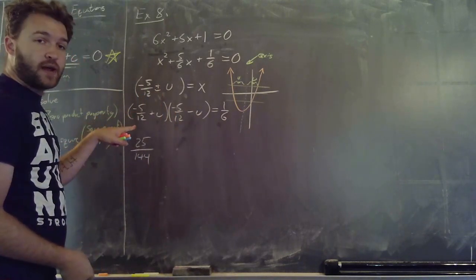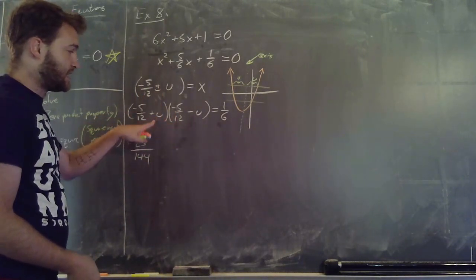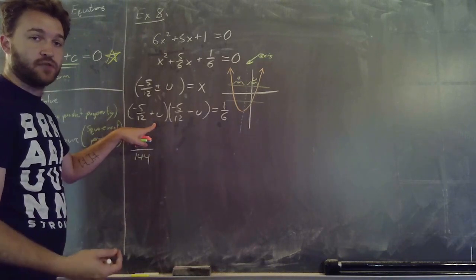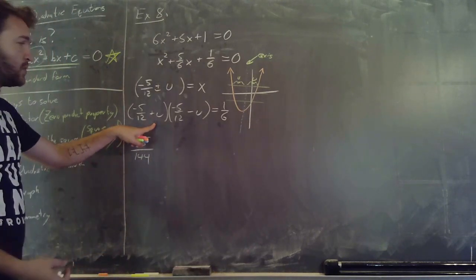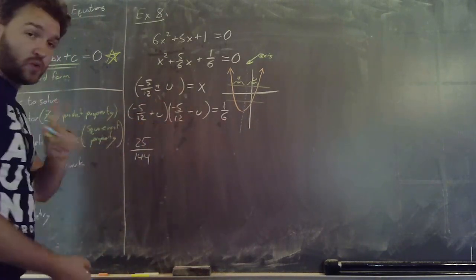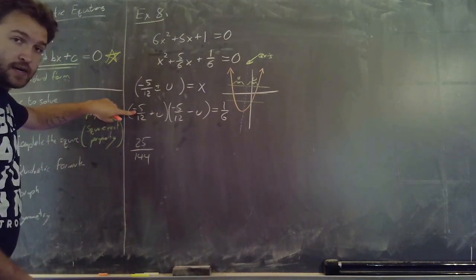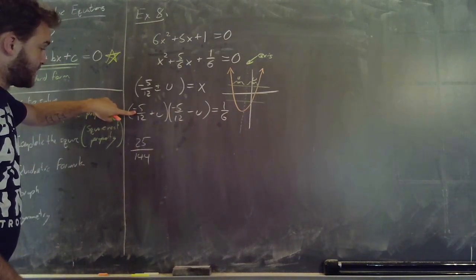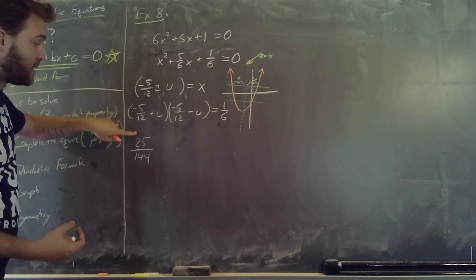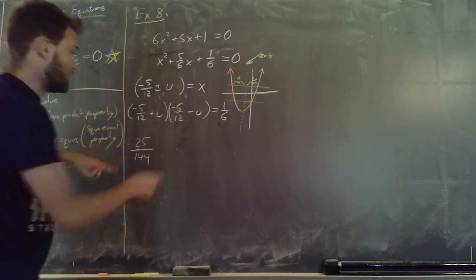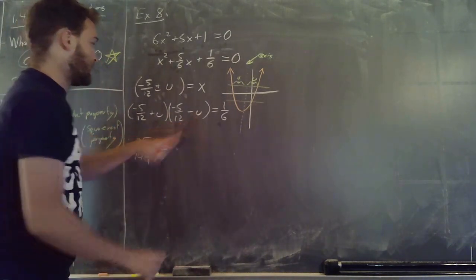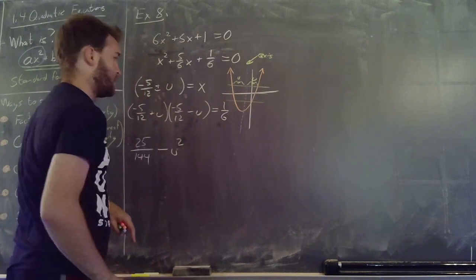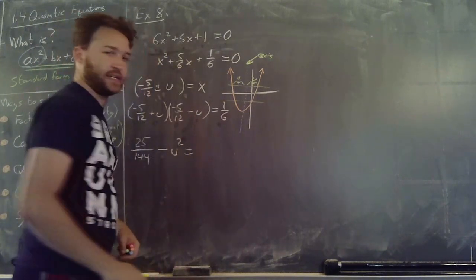Some of you might have already recognized that this exact setup is a difference of two squares, as you might have learned in Algebra 2. So we can shortcut the FOILing process. What we do is we square this number, negative 5/12. The square of that number is positive, 25 over 144. We write down minus, and then we write down u squared equals 1/6.